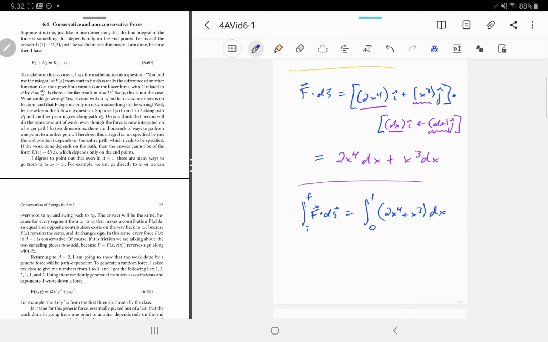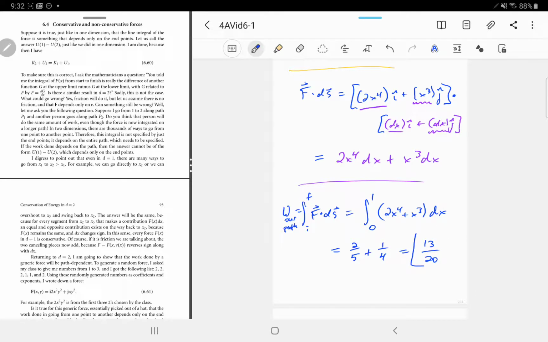I wanted to write W along our path. I wanted to specify that this is along our path, another path might have a different answer. Okay, so this is equal to 2/5 x to the fifth evaluated from 0 to 1, that's easy. That's 1 to the fifth minus 0 to the fifth, that's just 1. So it's just the 2/5. You're probably used to this from calculus by now. Plus 1/4. So that's 8 plus 5, 13 over 20.